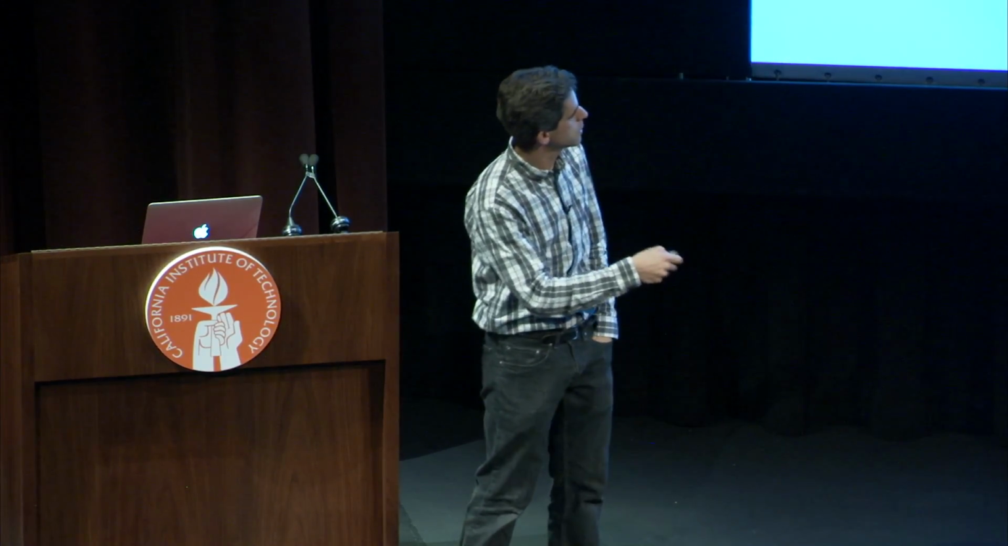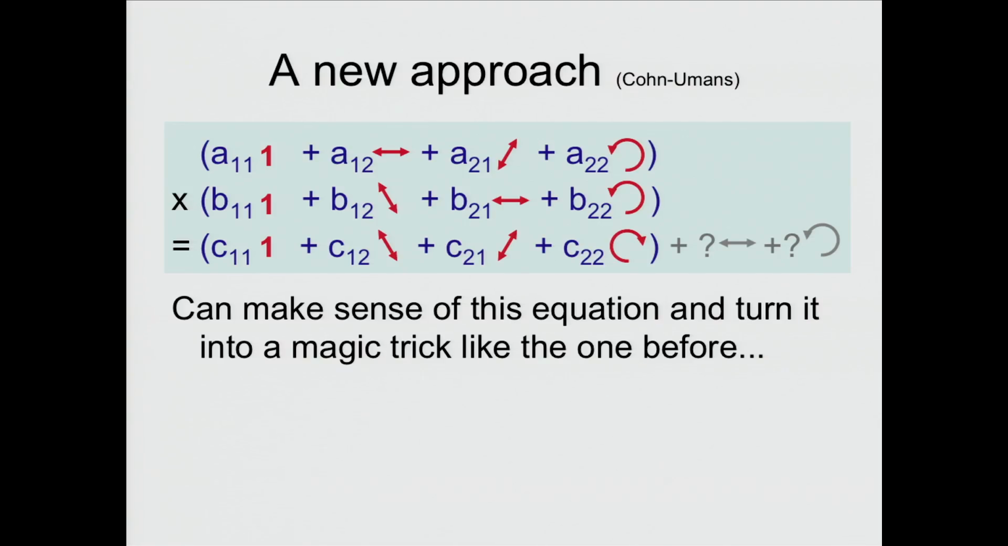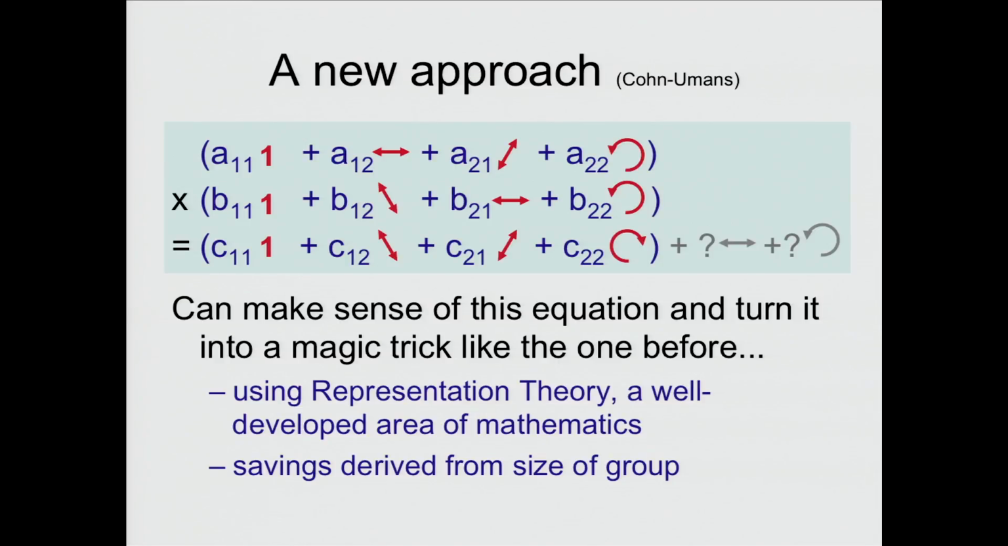This is actually an equation that holds, as written on the slide. And then, maybe more surprisingly, you can make sense of this equation. You can turn it into a magic trick in a very systematic way, like the ones that we saw before. And this uses an area of mathematics called representation theory. It's a well-developed area of mathematics. The savings comes from the size of that finite group that you use.